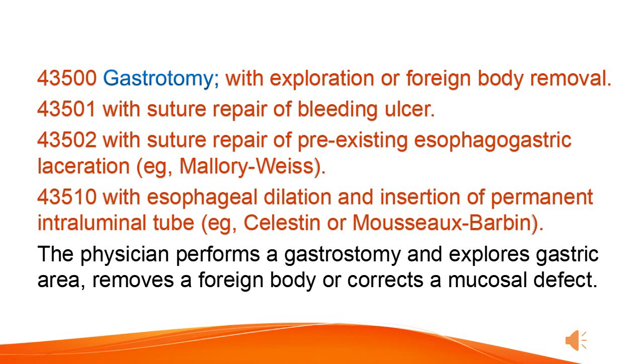Gastrotomy, with exploration or foreign body removal. With suture repair of bleeding ulcer. With suture repair of pre-existing esophagogastric laceration, e.g., Mallory-Weiss. With esophageal dilation and insertion of permanent intraluminal tube, e.g., Celestin or Mousseaux-Barbin. The physician performs a gastrostomy and explores the gastric area, removes a foreign body or corrects a mucosal defect.